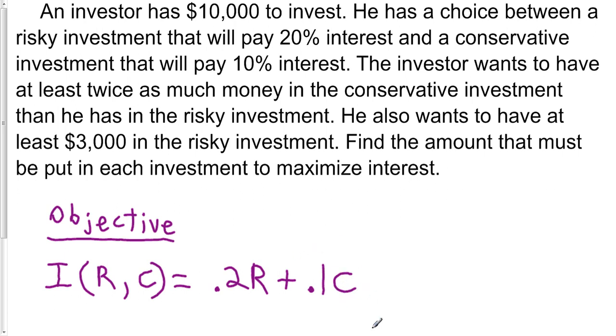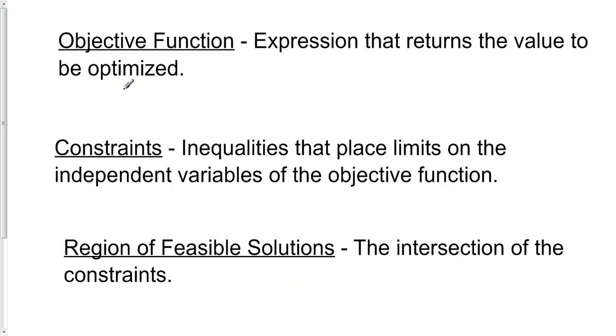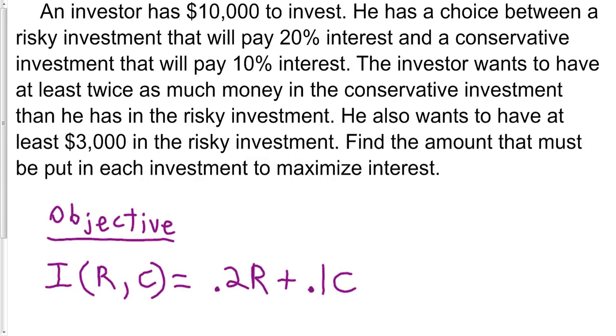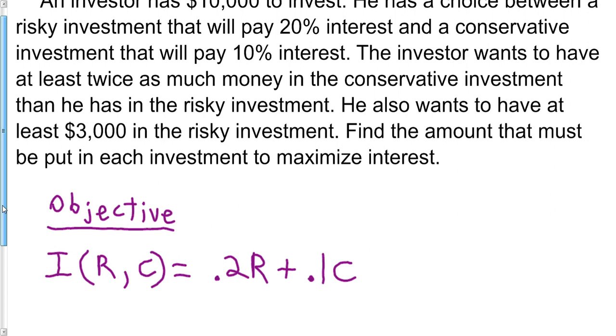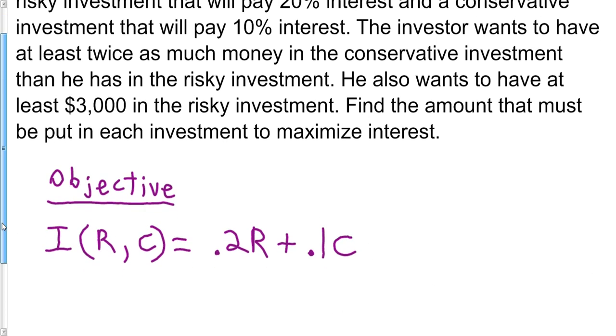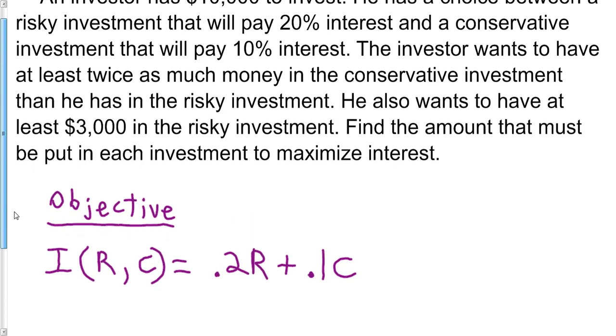So this is my objective function. This objective function, if I give it the amount I put in the risky account and the amount I put in the conservative account, it'll tell me how much interest I earn. So this fits the definition of the objective. The expression that returns the value to be optimized, well, the value to be maximized is the interest. And if I plug in the amount I put in the risky and the amount I put in the conservative, it'll tell me what the interest is. So on the right-hand side, I have the expression that gives me the objective, or the quantity to be optimized.